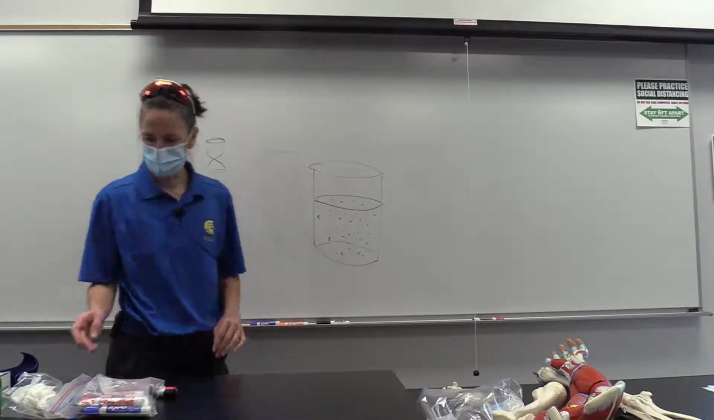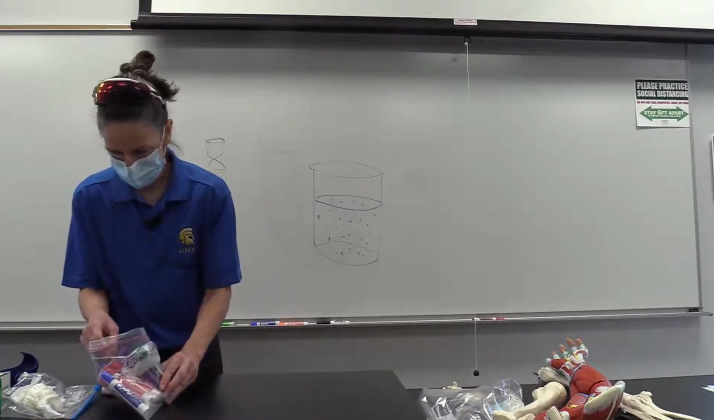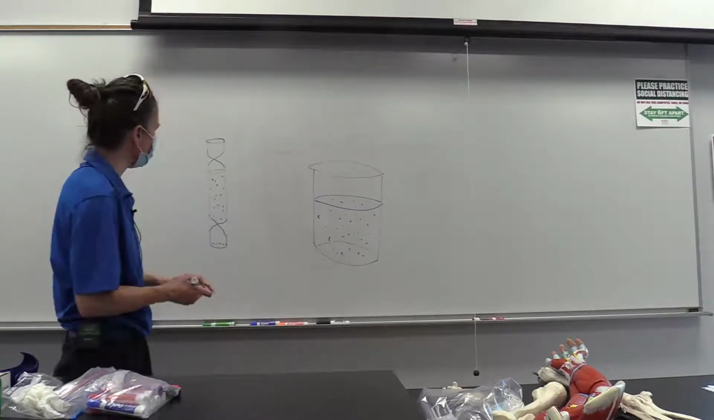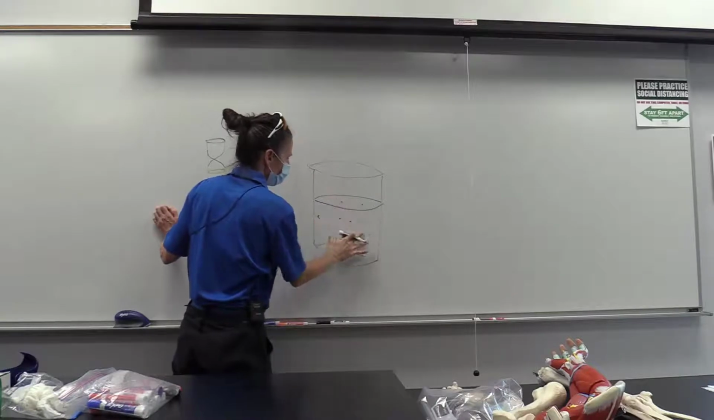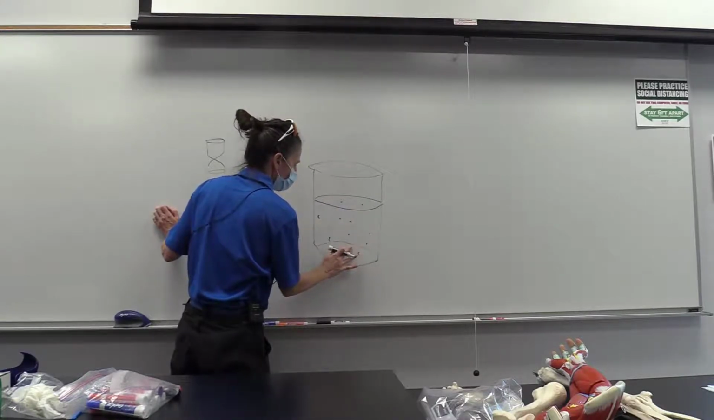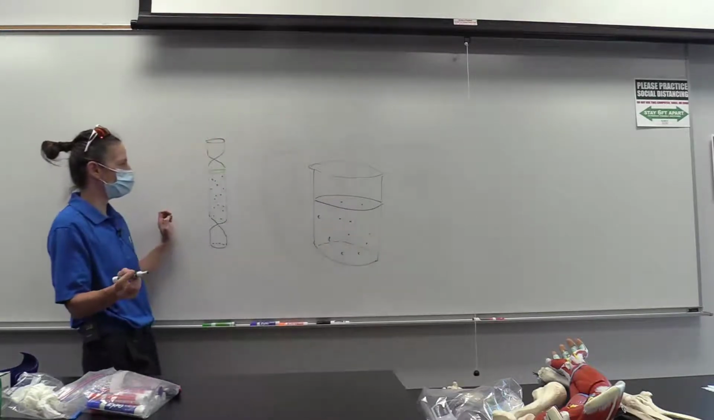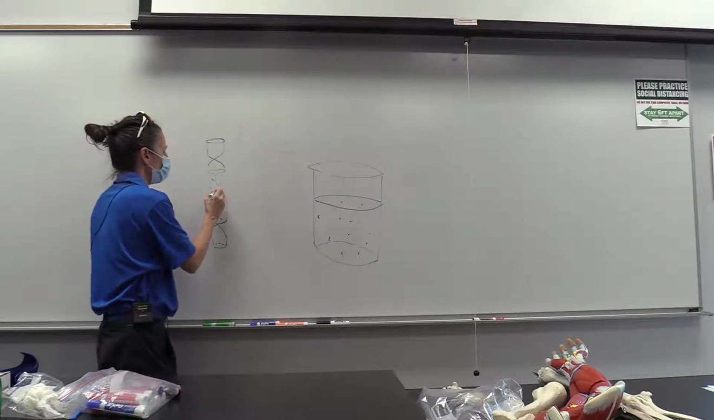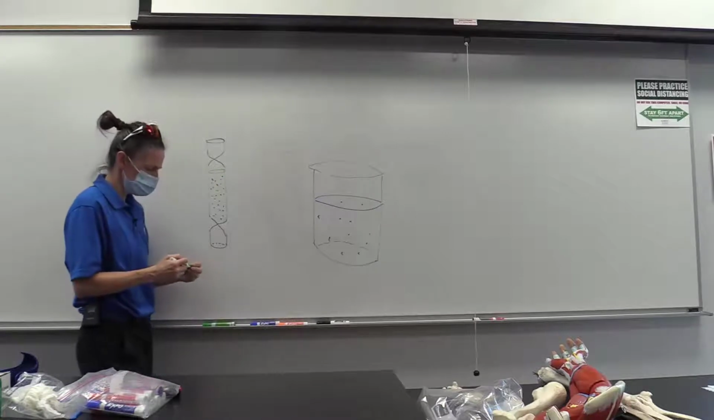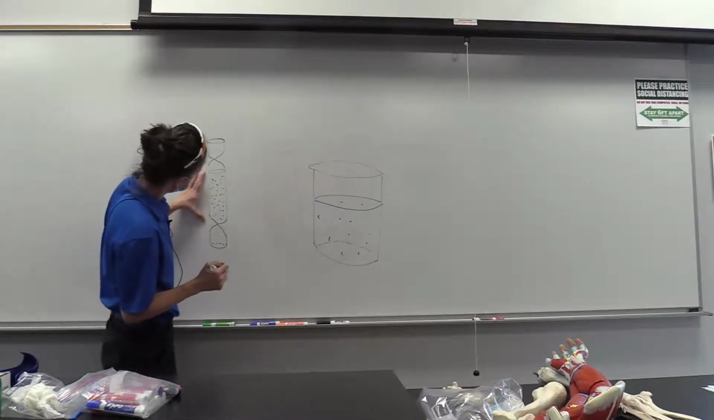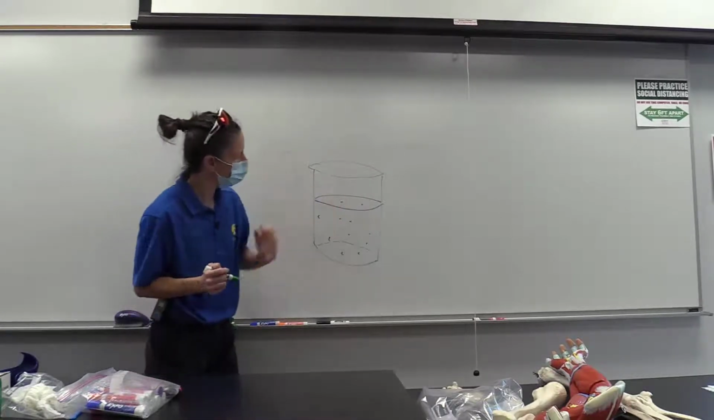And he used something called methylene blue dye. And since I'm using blue for water, I'll just use green for our dye. And the thing about this dialysis tubing, it is small enough for our dye, our methylene blue, to pass through. So little green dots are the methylene blue. So he put the methylene blue dye in the dialysis tubing and stuck it in the beaker.